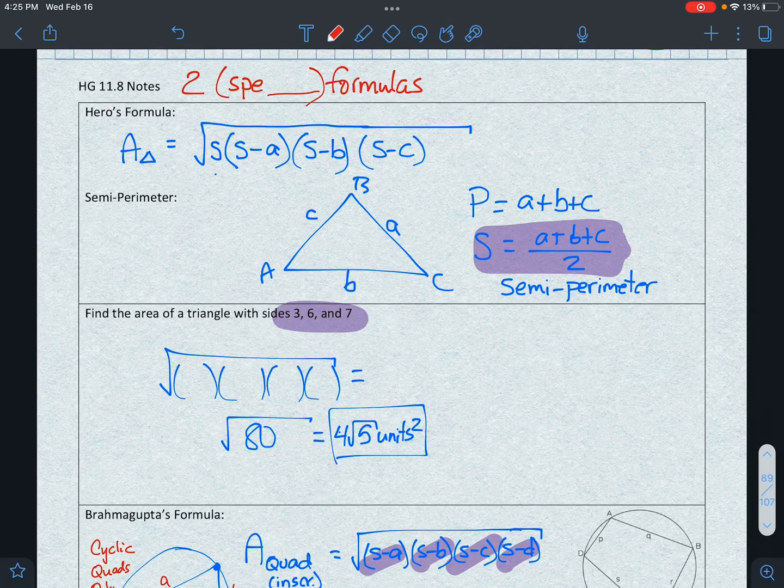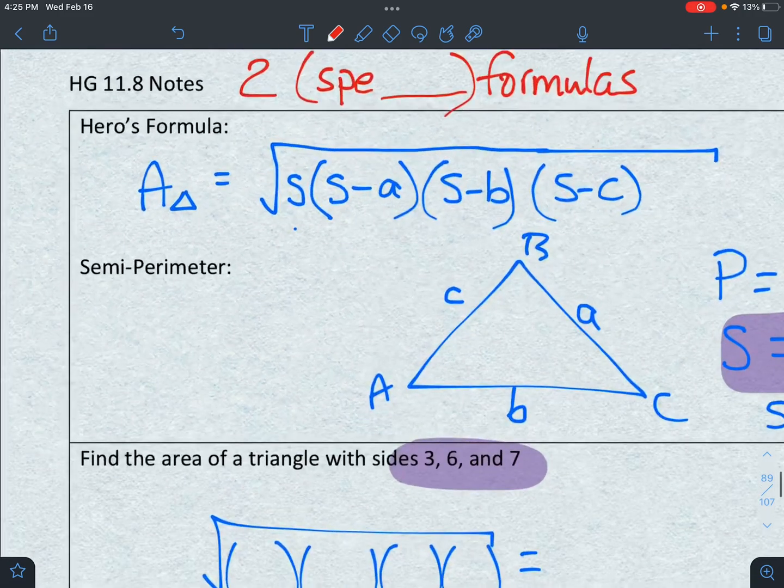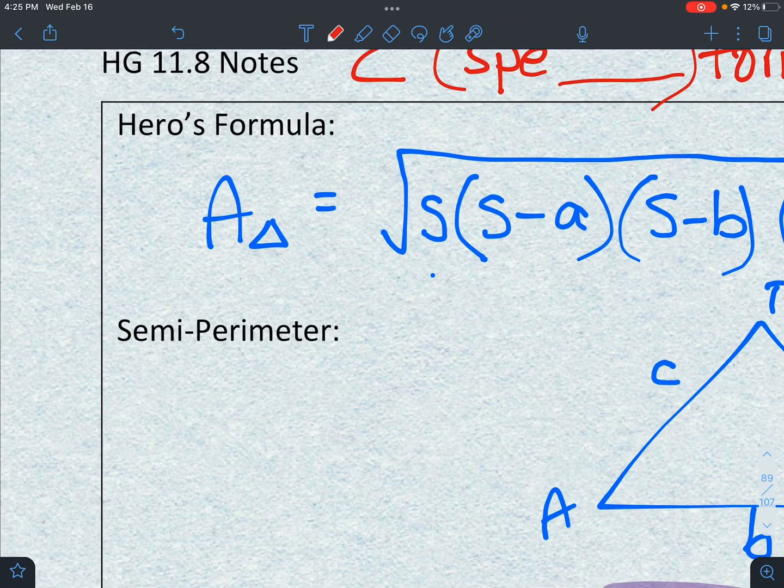All right, here we go, section 11.8. Two very specific formulas called Heron's and Brahmagupta's. Yes, what fun to say such large words. Let's first of all work on Heron's. Sometimes it's referred to as Heron's formula as well. I forget who this Heron was.